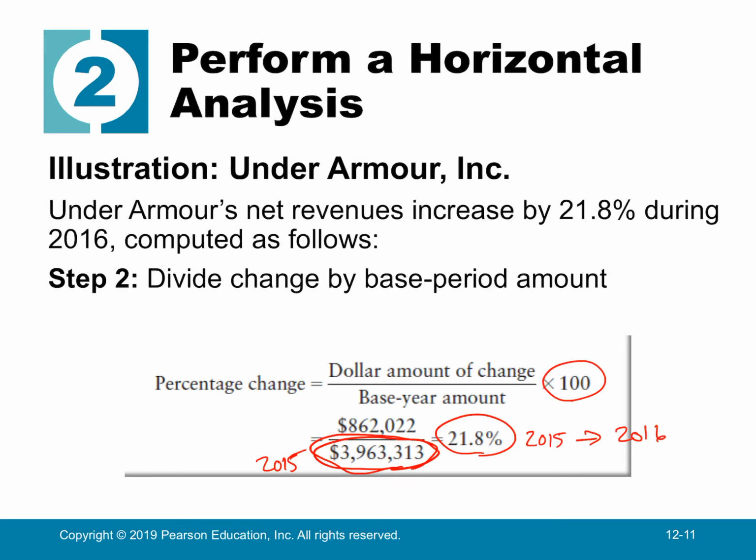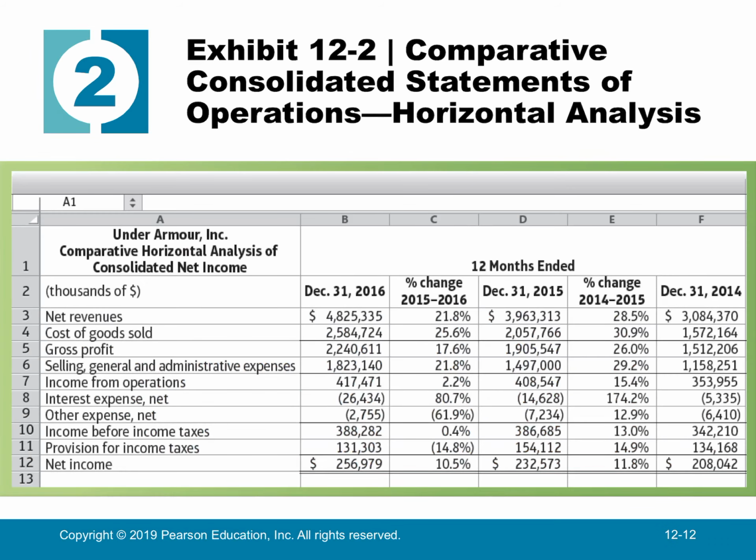That is horizontal analysis. You can see I have Under Armour's 3 years here, and in between, what I'm doing is calculating the change. This 3 million to 4 million change was 28.5%.